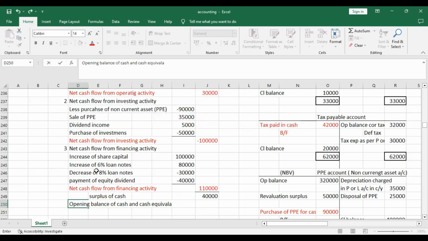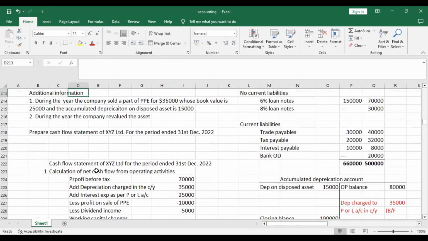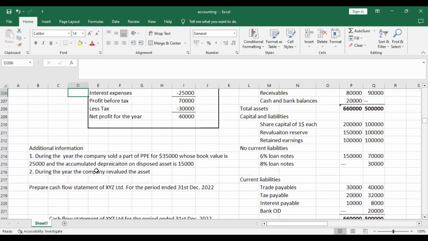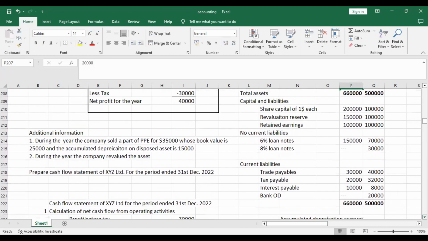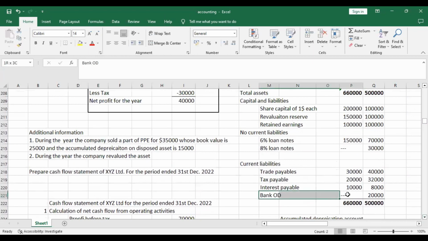Cash equivalent. Okay. Now go to the balance sheet once again. When you look into the current assets, last year there is no cash balance, but in the current year there is a cash balance. And when you come down to the balance sheet, last year your bank overdraft is 20,000. Bank overdraft is a negative cash. Please remember, bank OD is a negative cash.